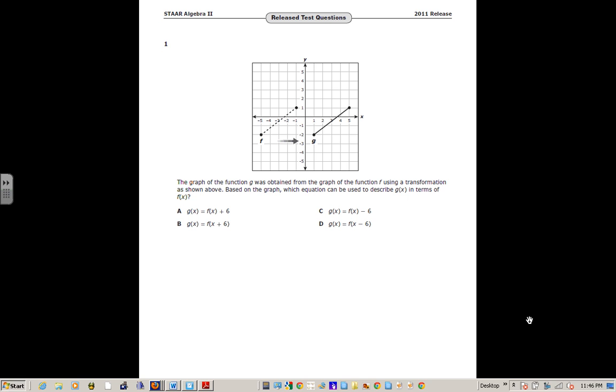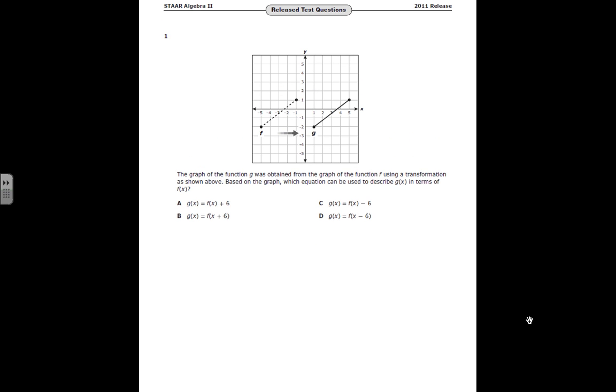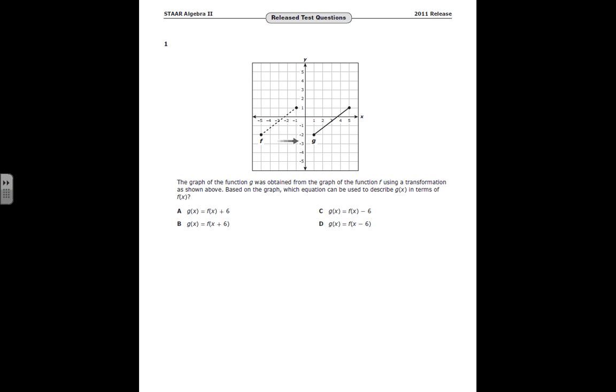Good day, students. In this clip, we're going to be going over the STAAR Algebra 2 release questions to get you ready for the state test. All right, so let's start out by taking a look at number one.